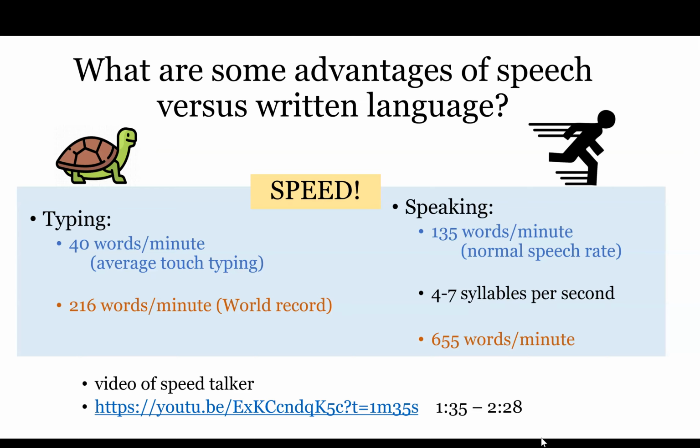People can speak generally about 4 to 7 syllables per second, which calculates to be around 135 words a minute at a normal rate. There are people who can certainly speak a lot faster than that, and I invite you to click on the link here as you download the lecture slides to see a video of a speed talker. And people who participate in debates certainly speak very quickly as well. So this, by a large margin, surpasses the speed that we can get by writing or even typing.